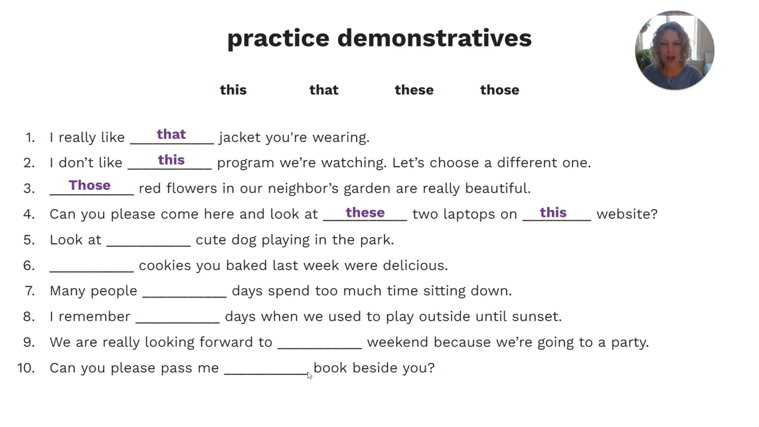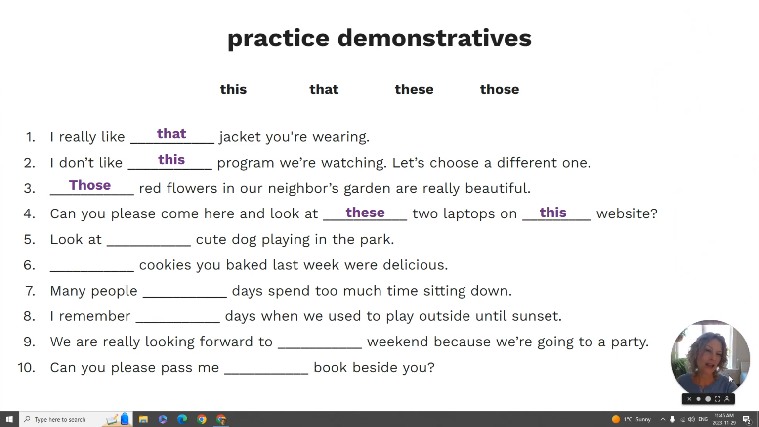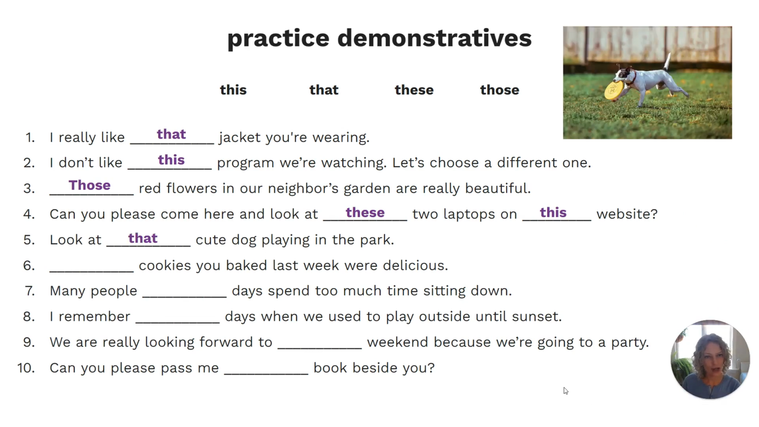Number 5, look at blank cute dog playing in the park. So am I telling the listener to look close to me or further away from me? Well, if I'm saying look in the park, I'm not saying look here. So the correct demonstrative would be, look at that cute dog playing in the park.